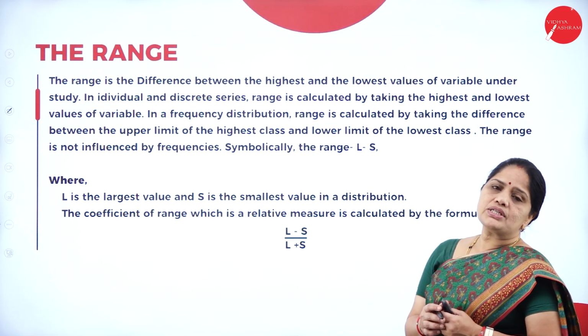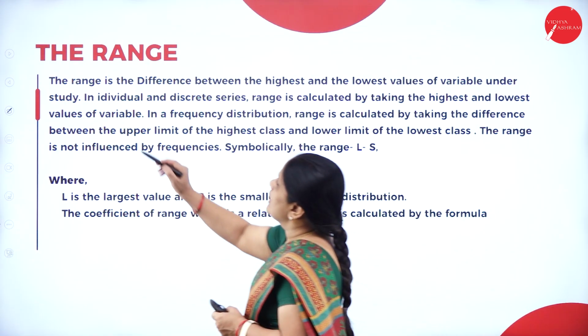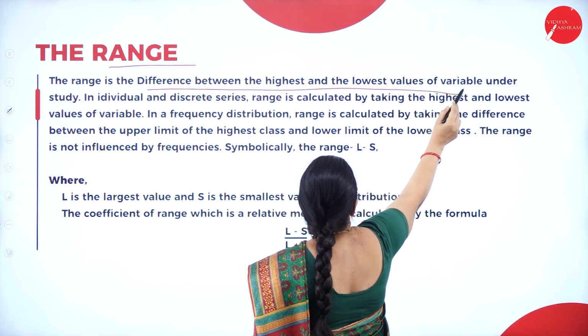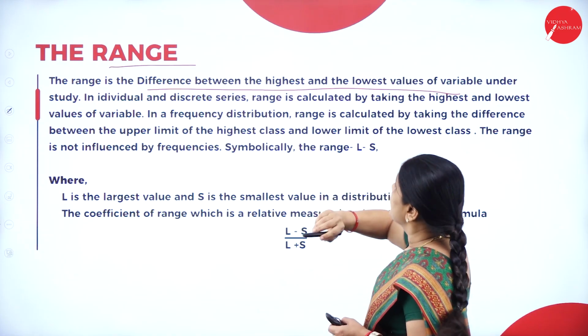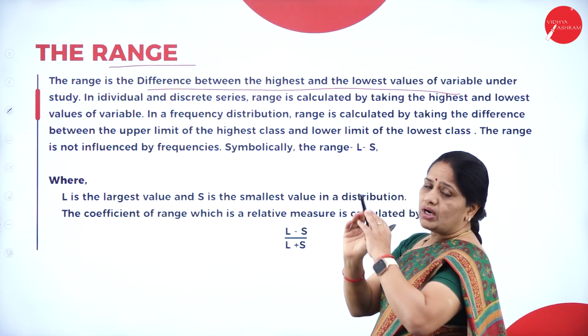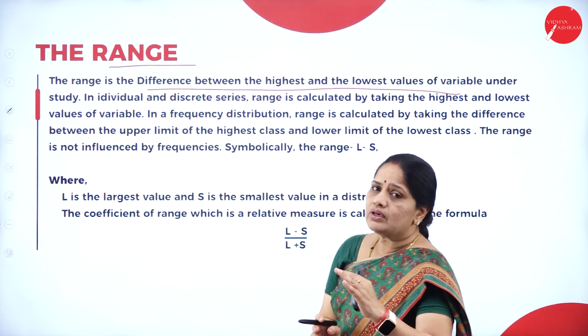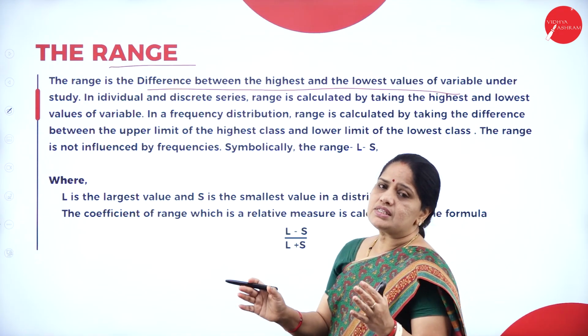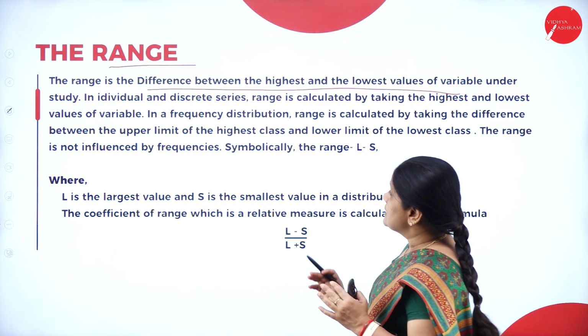Then in the measures of dispersion, the first one is the range. The range is the difference between the highest and the lowest values of the variable under study. So whatever is the data given, out of that the highest value and the lowest value, whatever the difference between the two, that we call the range.